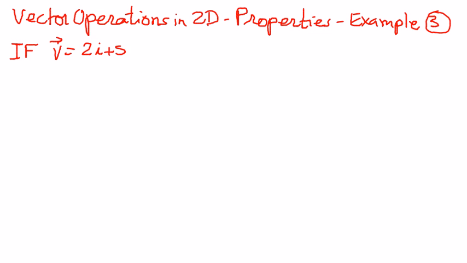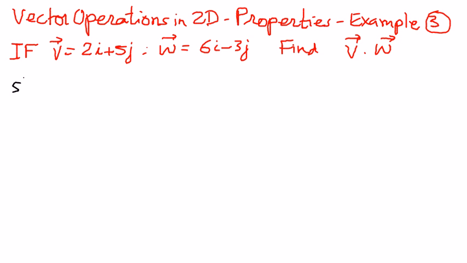plus 5j as its components, and if W is a vector where it has 6i minus 3j as its components, we want to find vector v dot vector w. And then to do that, we're going to follow these different steps.